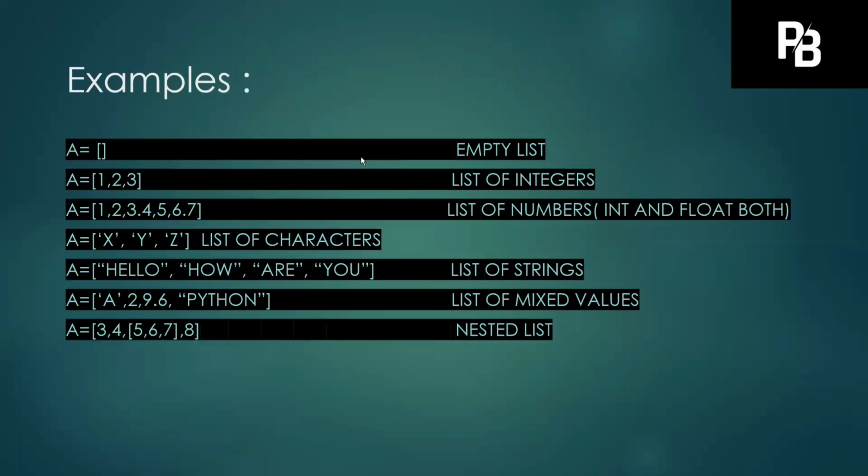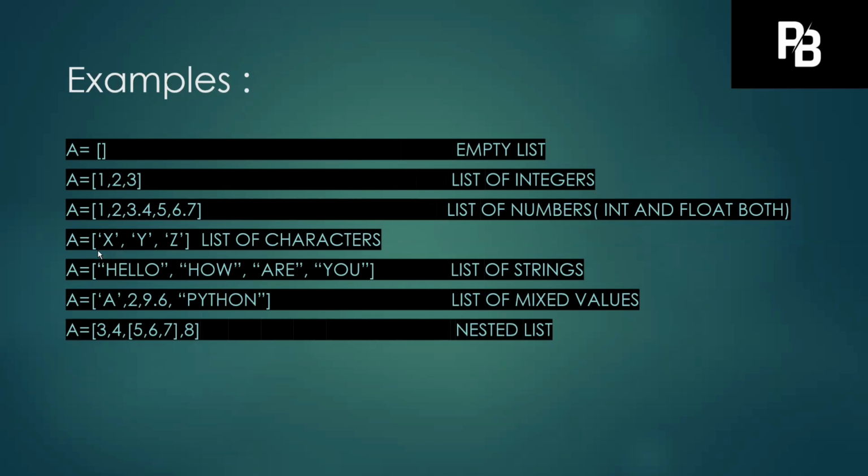Next we have, students, how we can create a list, or examples of list. First of all, we see what all the examples of list are. So you can see A is equal to square brackets. So this is the empty list. Okay. If you write A is equal to 1, 2, 3, this is a list of integers. Next, we have A is equal to 1, 2, 3.4, 5, 6.7. That is a combination. Some integer elements are there, some float elements are there. So it is a list of numbers in which int and float both are there.